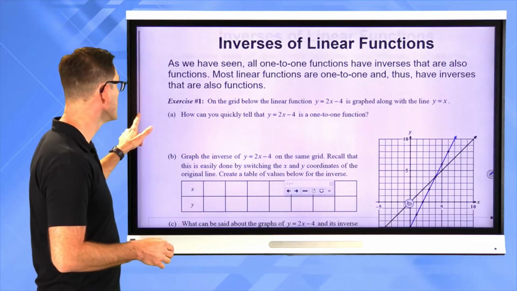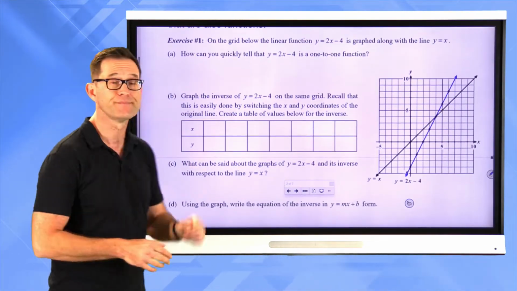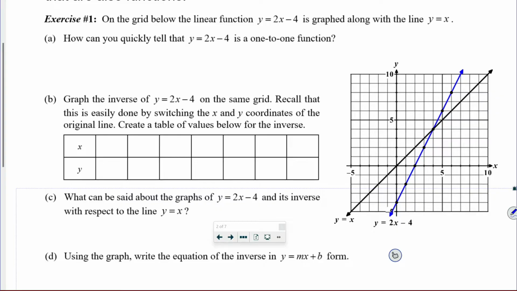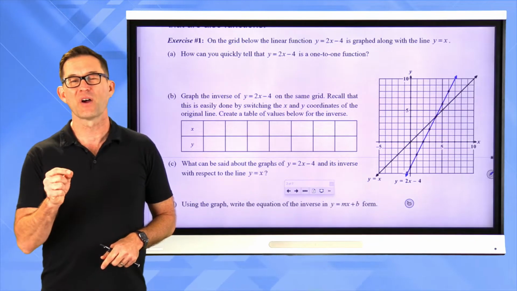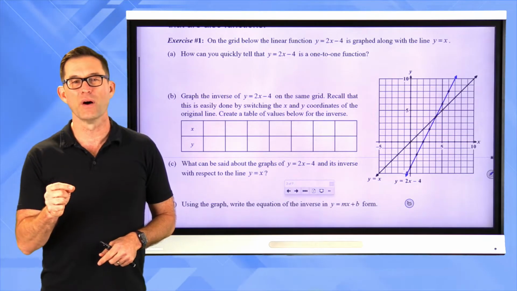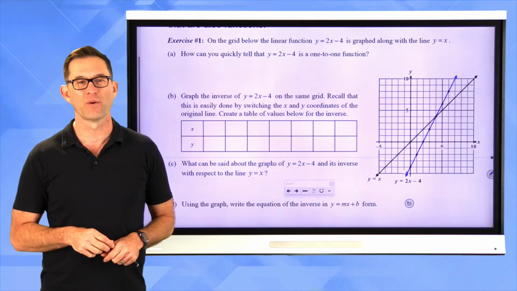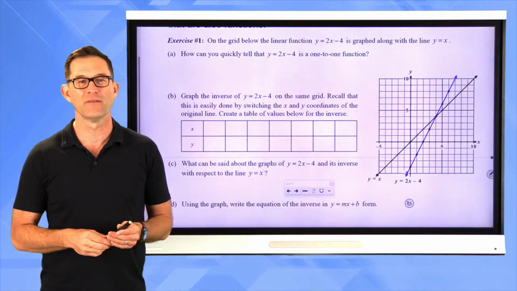So, let's get into exercise number 1. On the grid below, the linear function y equals 2x minus 4 is graphed, along with the line y equals x. How can you quickly tell that y equals 2x minus 4 is a one-to-one function? Try to see if you can remember what our graphical test for one-to-one functions was. Pause the video now.